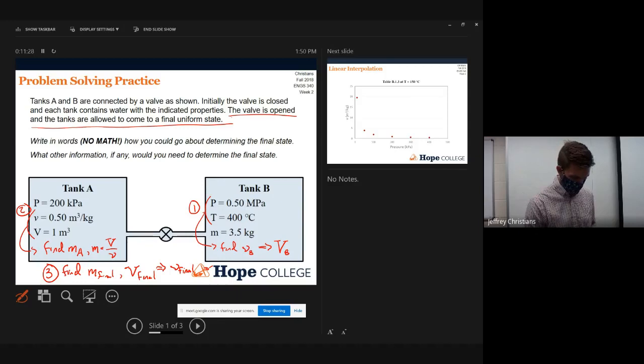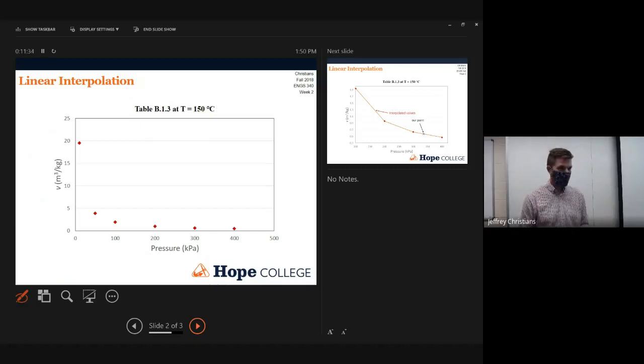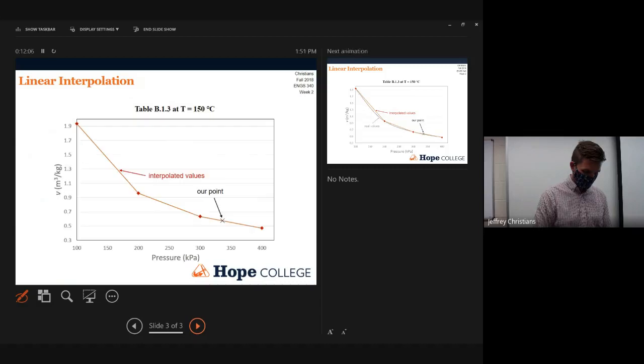Okay, the next thing I want to talk briefly about is interpolation. You've watched videos, you've done interpolation before, so I'm not going to spend too much time on this point, but I just want to show graphically again what we're doing, to reiterate the point. This is data from table B.1.3, which is for steam. So this is steam pressure versus specific volume. We have these data points, and I zoomed in on a subset.